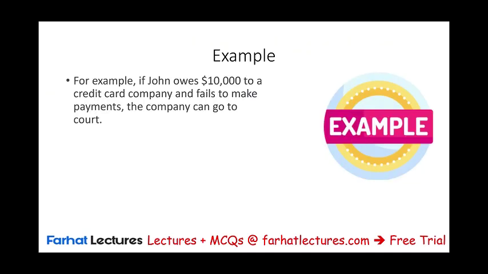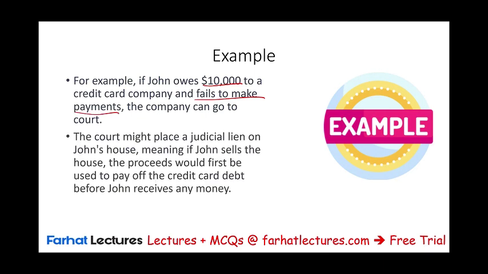Another example, if John owes $10,000 to a credit card company and fails to make a payment, the company can go to court. The court might place a judicial lien on John's house, meaning if John sells the house, the proceeds will have to go first to the credit card company before John receives any money. And this is basically what a lien is.